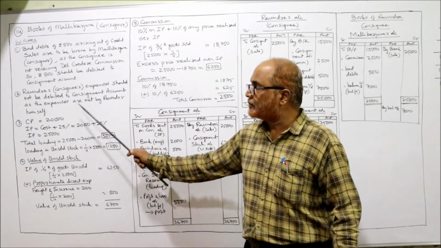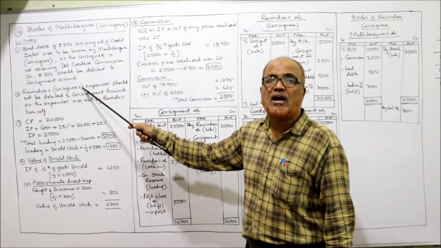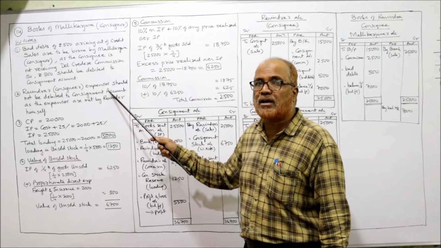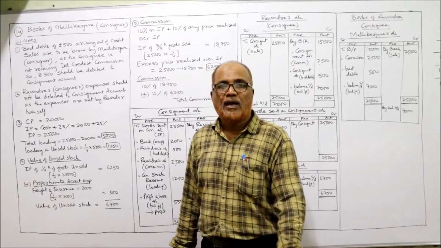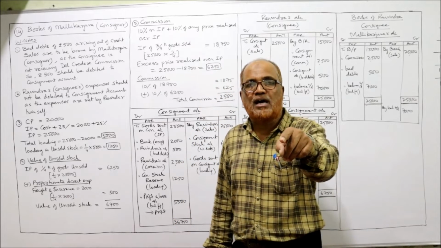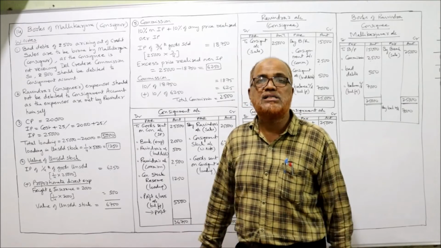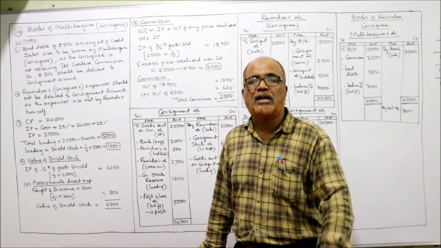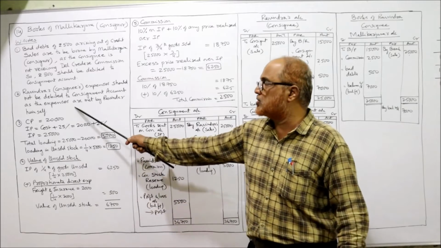First new point. Second, Ravindra's expenses. Who is Ravindra? Consignee. The consignee's expenses should not be debited to consignment account as the expenses are met by Ravindra himself. According to the agreement, the expenses of consignment paid by the consignee should be borne by himself. It will not be borne by the consignor. That means expenses of Ravindra will not be debited to consignment account. First time we are coming across this point.